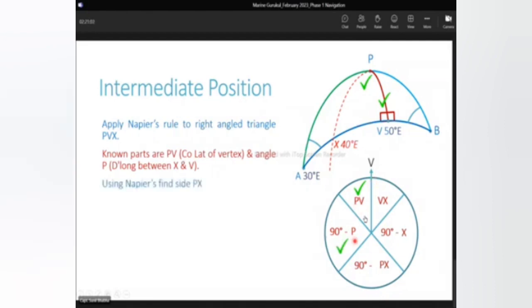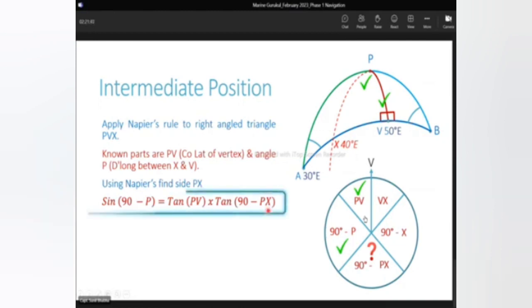Let's now try to find out the part Px. You can see a question mark coming up in the cartwheel. This is what we are trying to find out. So we apply the Napier's rule and we use the adjacent formula in this case. Sine of 90 minus P is the middle part, is equal to tangent PV, PV is adjacent part 1, multiplied by tangent 90 minus Px, which is adjacent part 2. So PV is known to us, angle P is known to us. So putting these two values, we can easily find out the side Px.